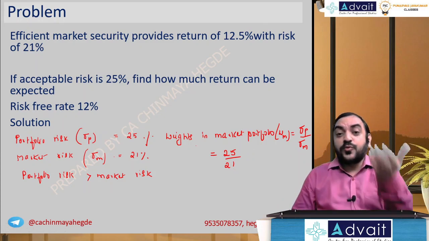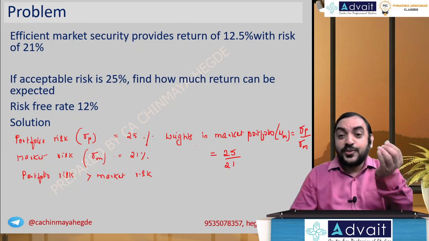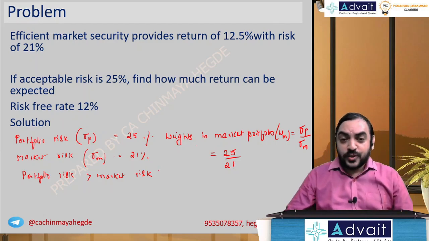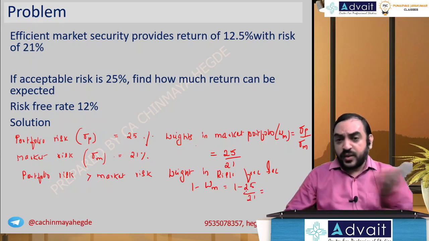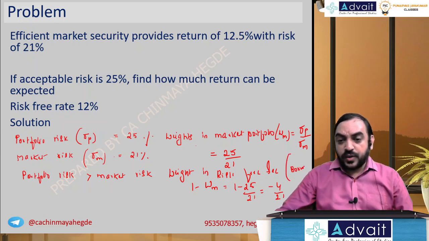How can you invest more than what you have? How do you create what you don't have? You are going to borrow. So the weight in risk-free security is 1 minus the weight in market security, 1 minus 25 by 21. So you cross multiply, 21 minus 25. So you get minus 4 by 21. Essentially, you are borrowing.